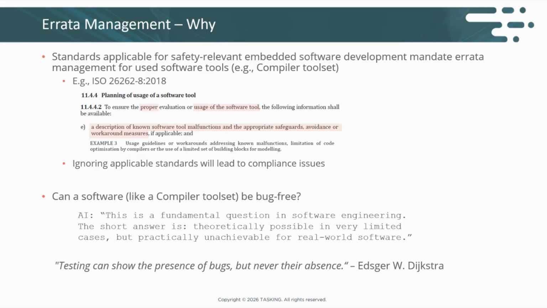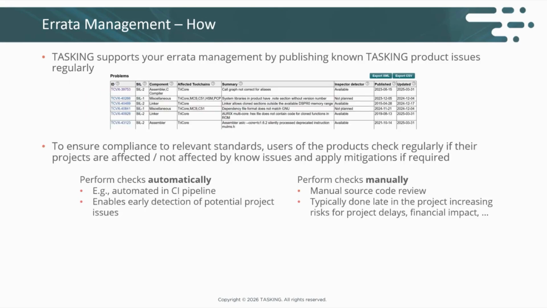Now let's switch the perspective and talk about how to apply errata management in your project. First of all, it's worthwhile to mention that Tasking is publishing known product issues regularly. Here you can see a screenshot of our portal, which lists the known issues with detailed information, like the impacted component and the affected toolchain. Of course, other information like a mitigation strategy, the information in which version the issue is present and in which version the issue was fixed, is available as well in the portal.